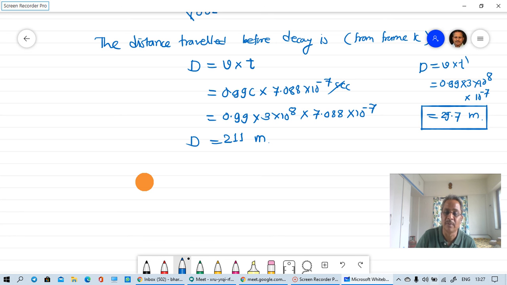Okay, so this is a very short distance in its own frame of reference, that is 29.7 meters, whereas the actual distance measured by an observer in frame K will be 211 meters. So that length contraction occurs because of the relative motion of that particle with respect to the first frame. That is the difference one has to understand here.